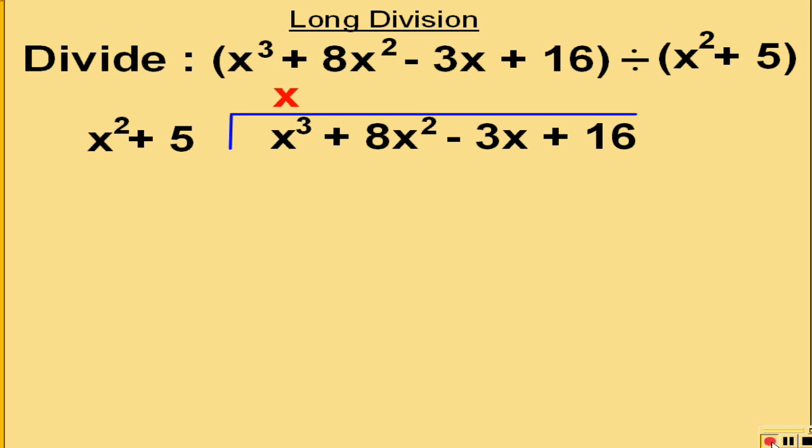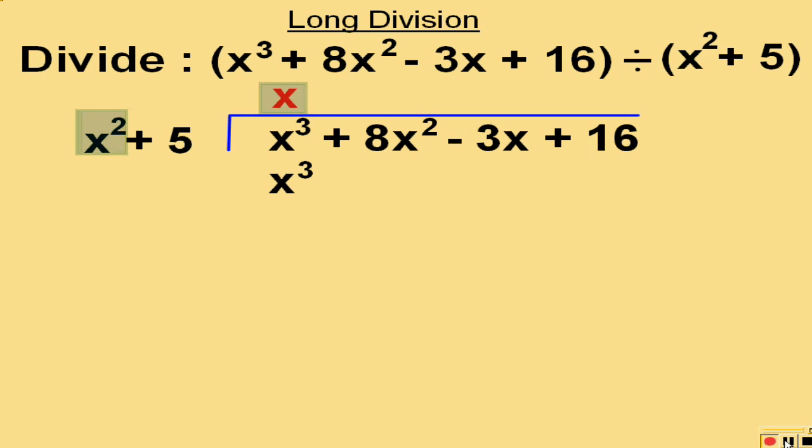We then reverse the process using the x and say x times x squared is x cubed. And then x times 5 is 5x. Notice where the 5x goes. It goes underneath the term with x only. It cannot go underneath the x squared term.